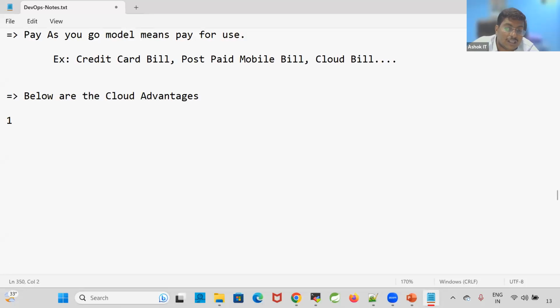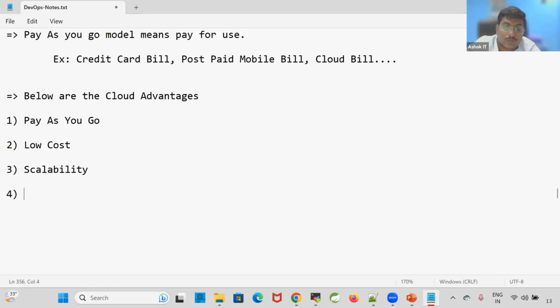What are the advantages available, guys? First one, pay as you go. If you use, then only you pay for that. And the second advantage, low cost. You don't need to invest anything. You use it, you pay for use. Okay. And the third advantage, scalability will be available. Whenever we want, we can increase our infrastructure. When we don't want, we can decrease our infrastructure within a fraction of minutes.